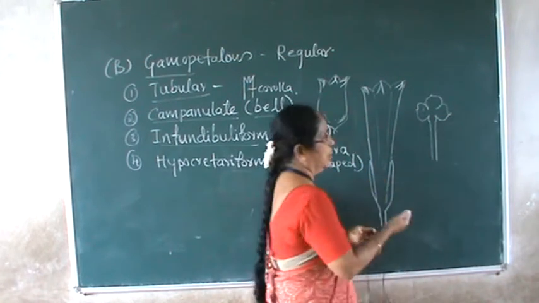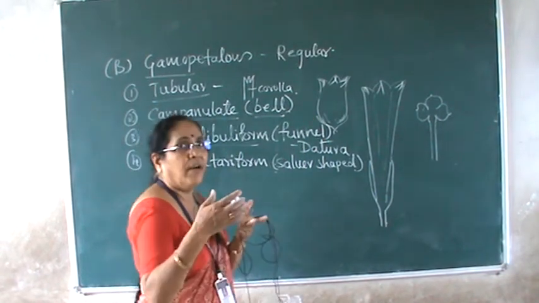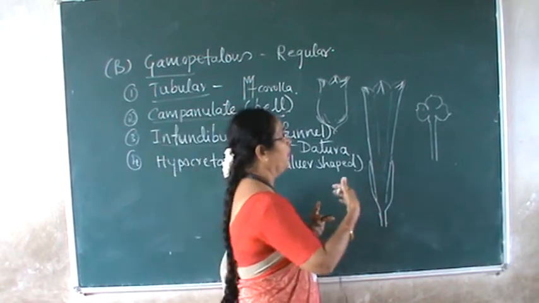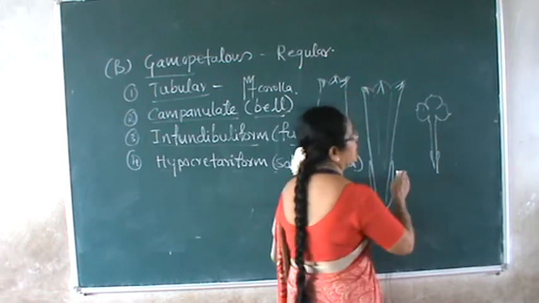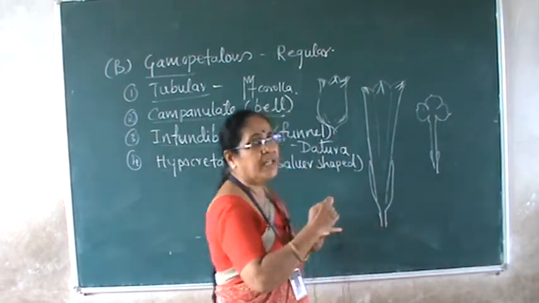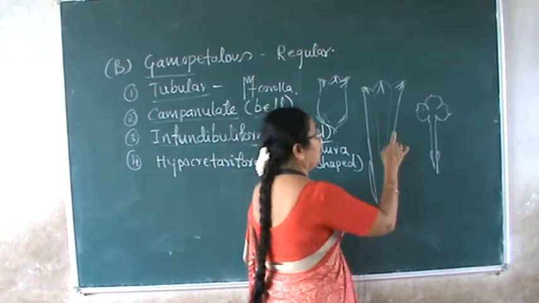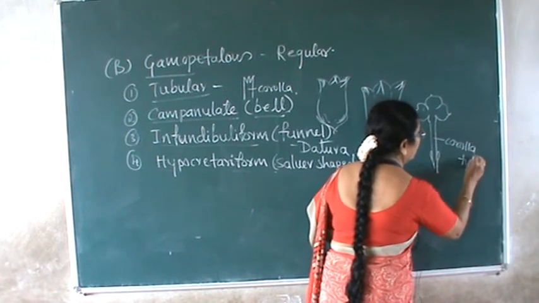you can make out the flower. Vinca rosea is an example. There will be different parts in the corolla now, and the corolla lobes are spread in such a way that, I have not cut the calyx, to make you understand the different parts of the corolla, the petals are fused in such a way that this is the corolla tube.